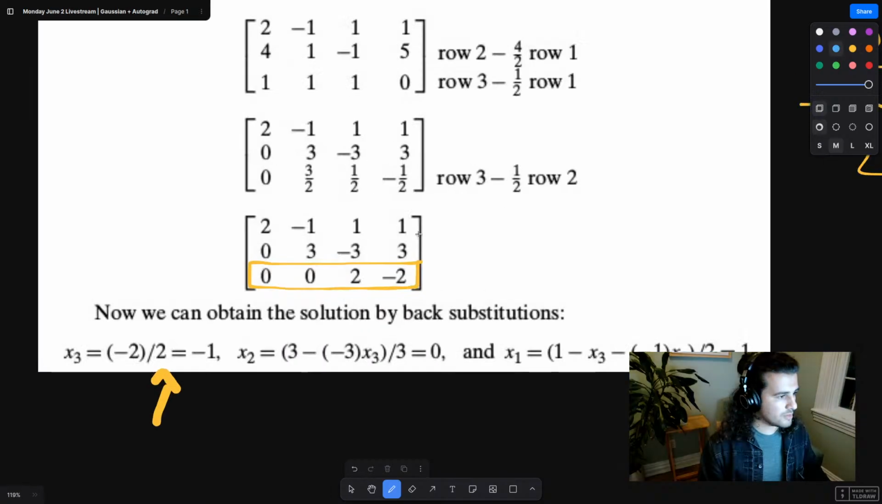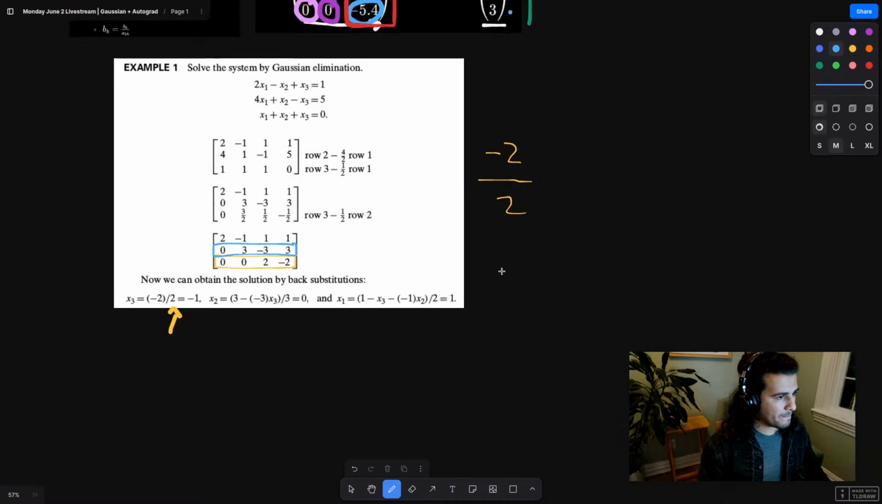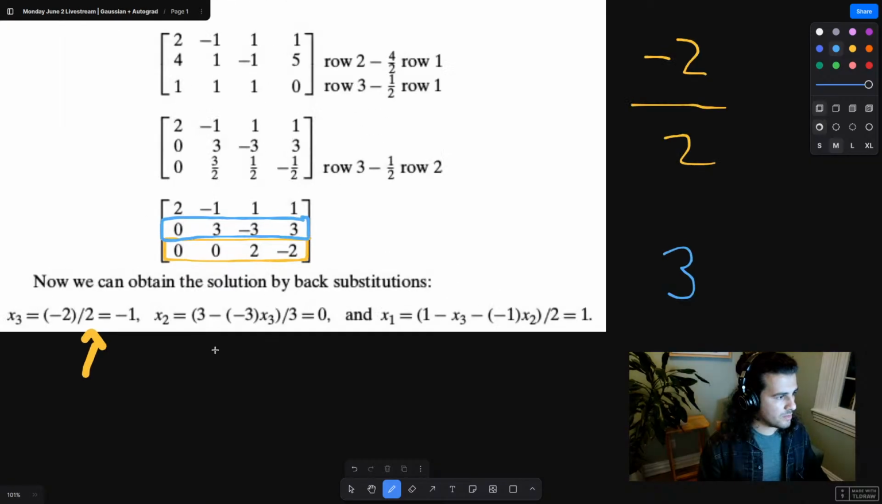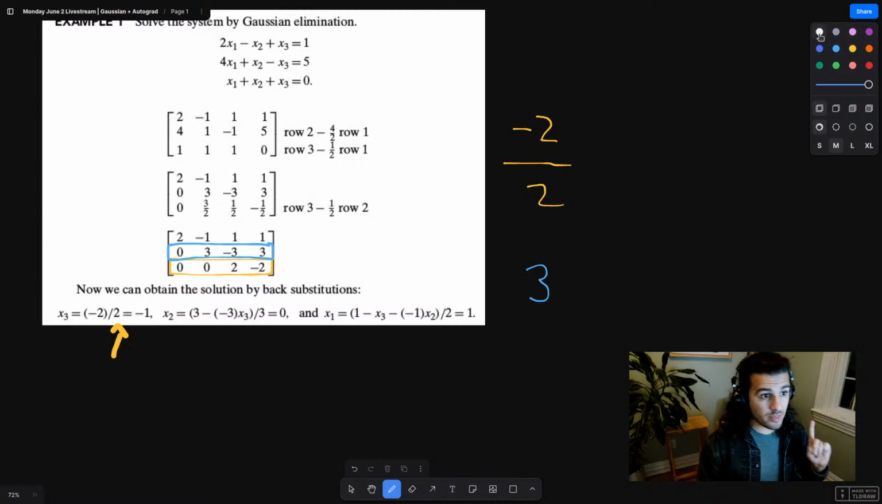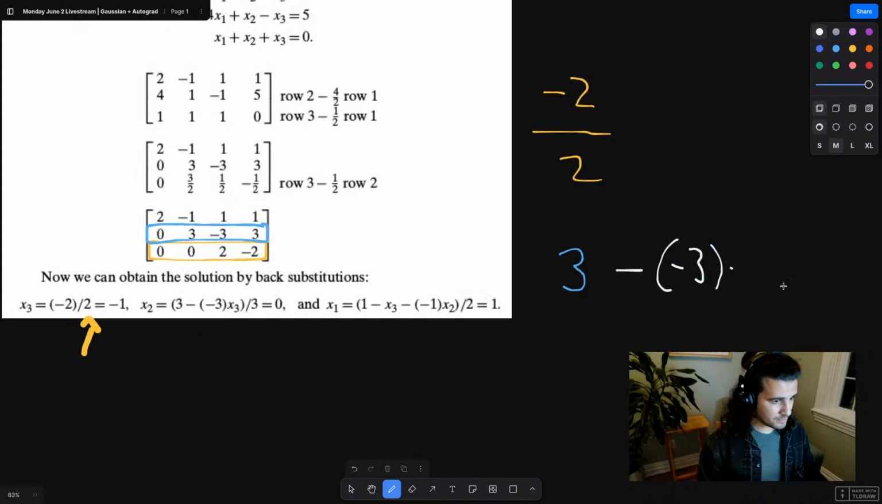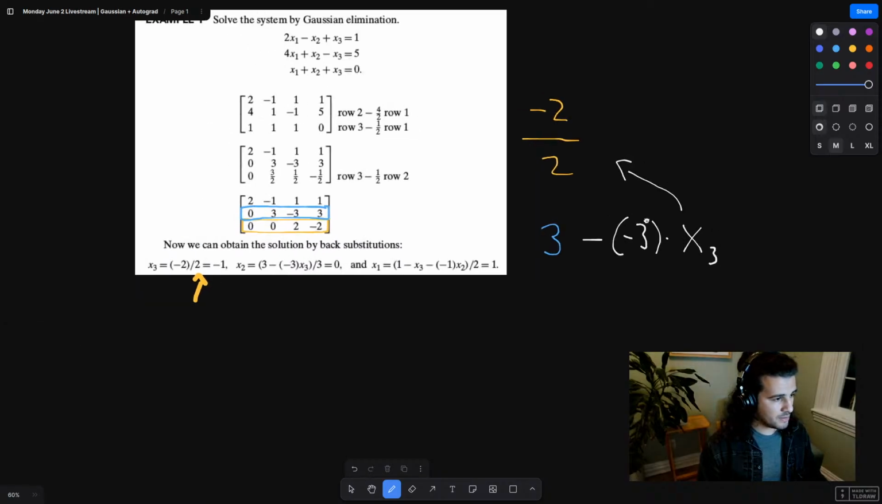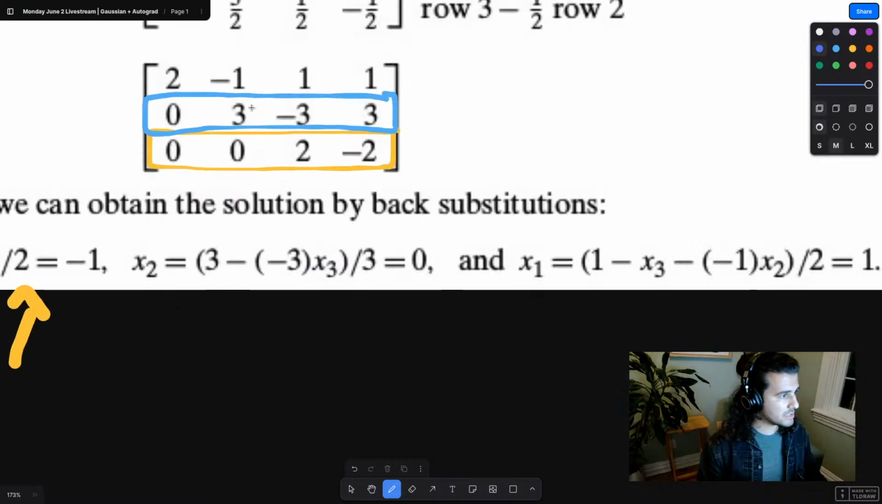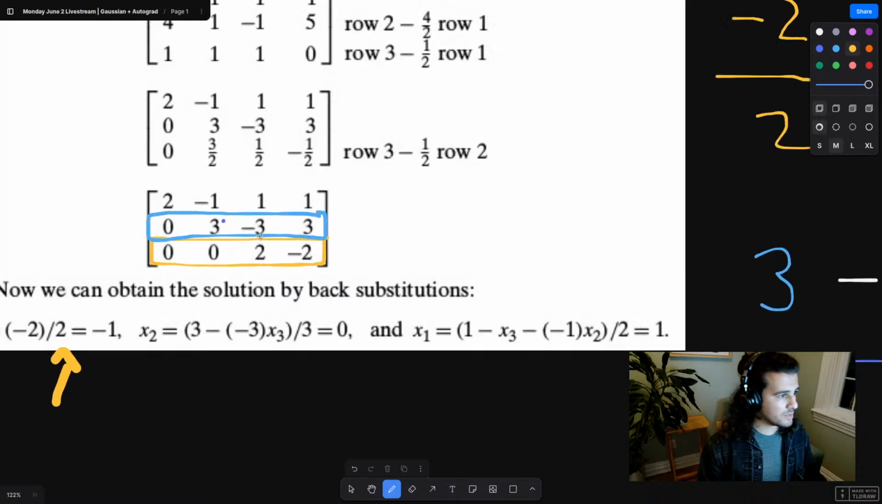And then the second one, what we do? Second one here, we're doing 3, which is this one, right? And then we're doing one thing. We're doing minus, and then we're doing -3 times x3, this one, x3, that was found here, right? And then that's it. Then we divide this whole thing by 3, which is this little guy over there, right? And this one was this little guy over there.